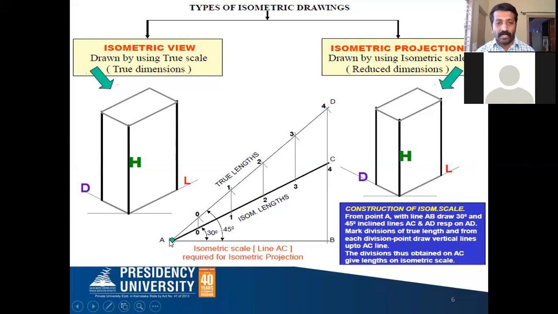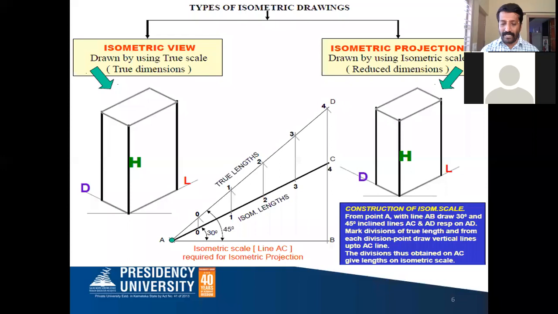Now you can directly take it with the help of your compass. If this is 5 millimeter, you take this isometric length that is 5 millimeter, and use it while drawing the isometric projection. Okay, so this is what you have to do. So this is called the isometric scale.